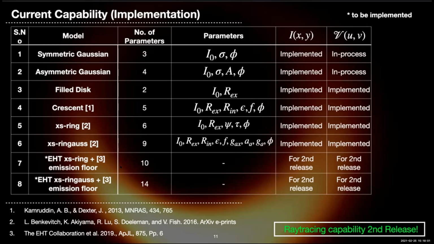Also in the second release, we'll be trying to have ray tracing capability, so it will not just be simulating these geometric models. We'll also be using some simple accretion models, for example a static black hole surrounded by some spherical accretion, and how we can try to recover the parameters from that particular accretion model.